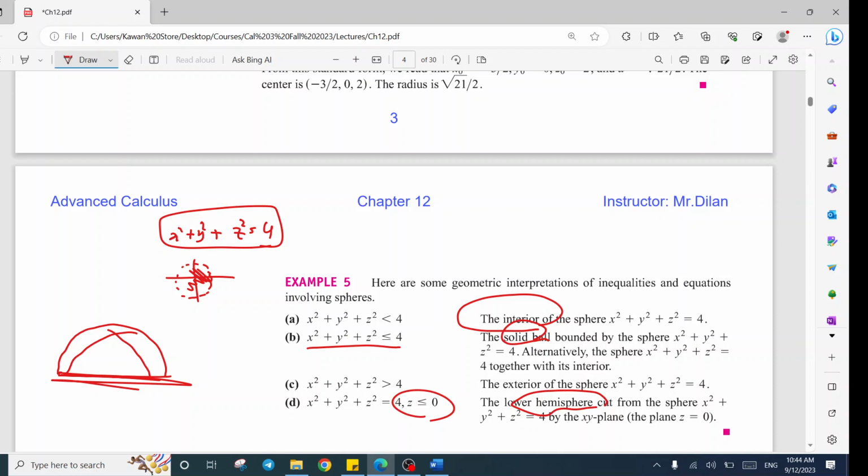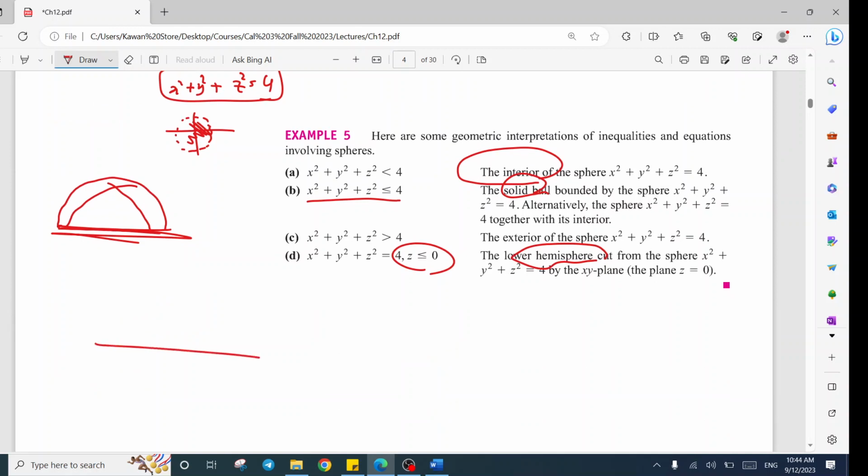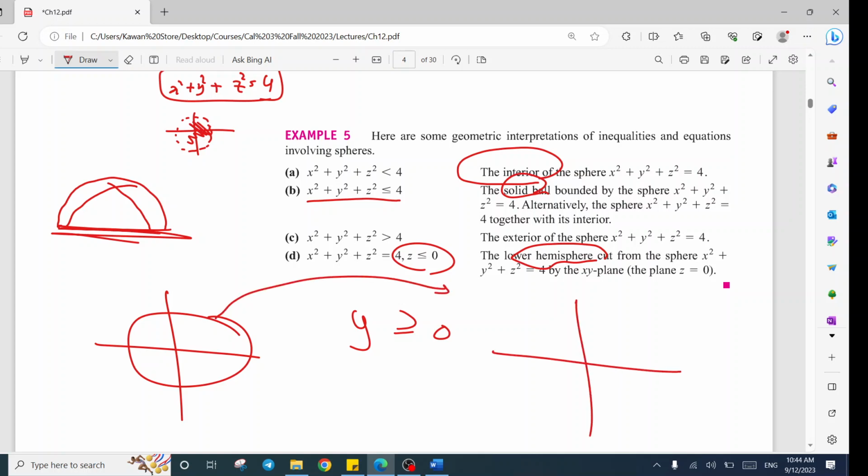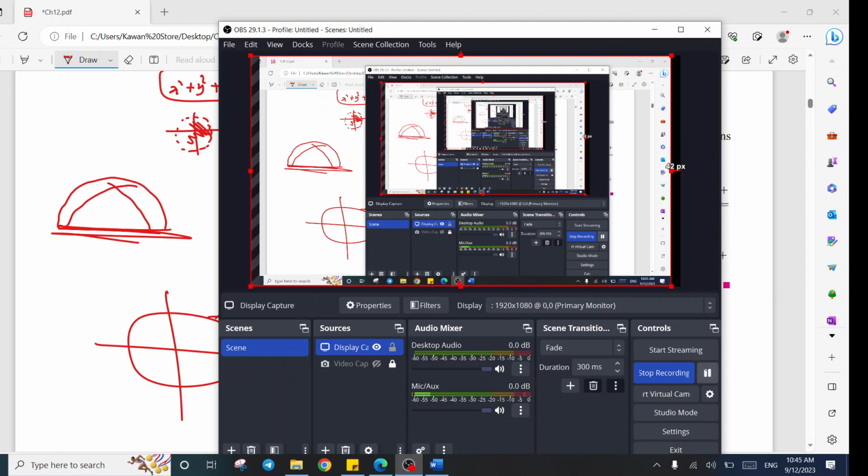Clear? Good. For example, I have a circle. I say y greater than or equal to 0. We change that circle to what? To only one part. Any question? Do you get the point?